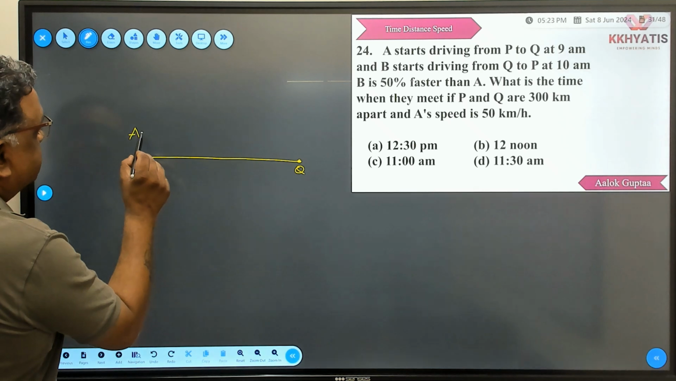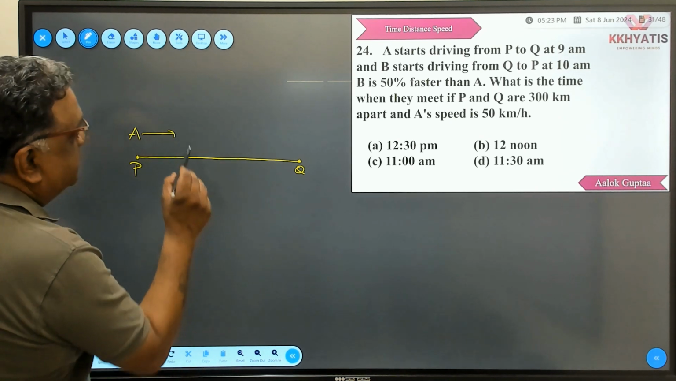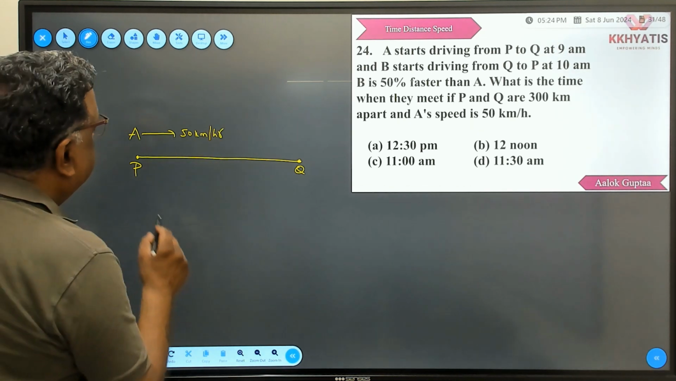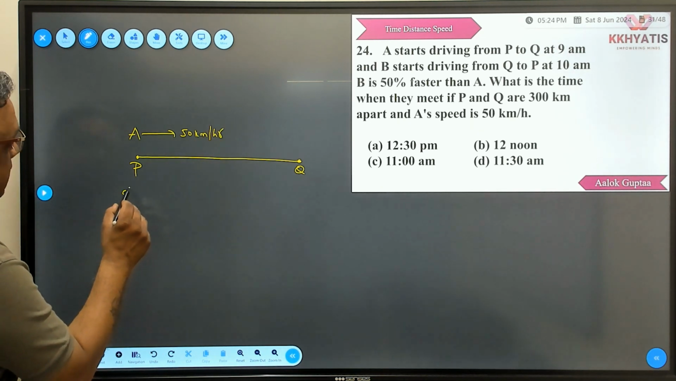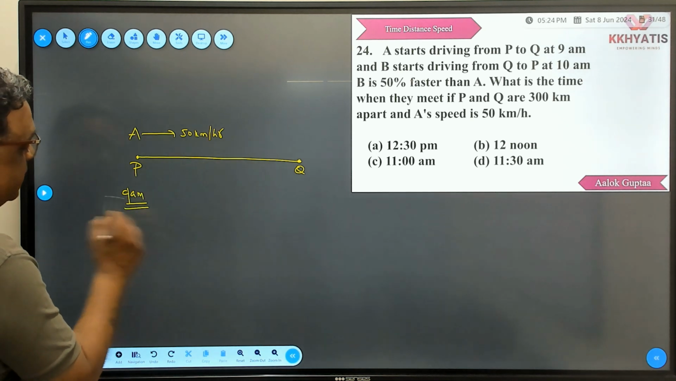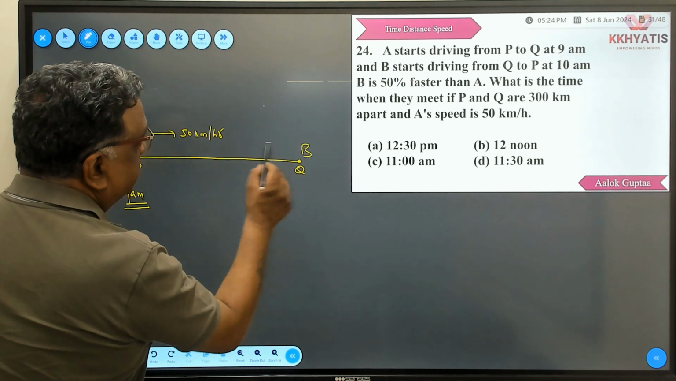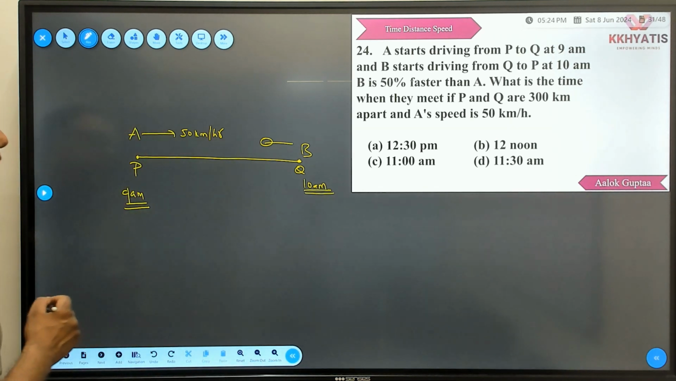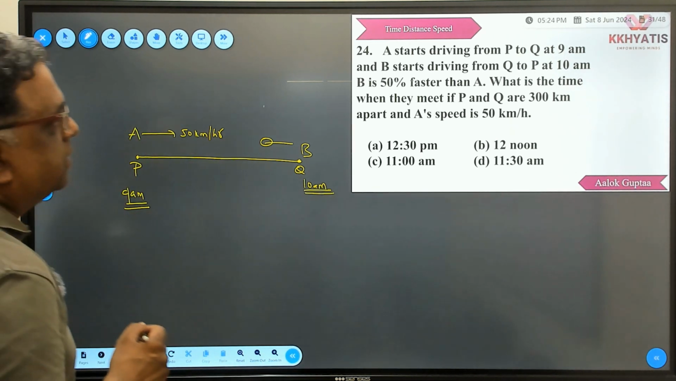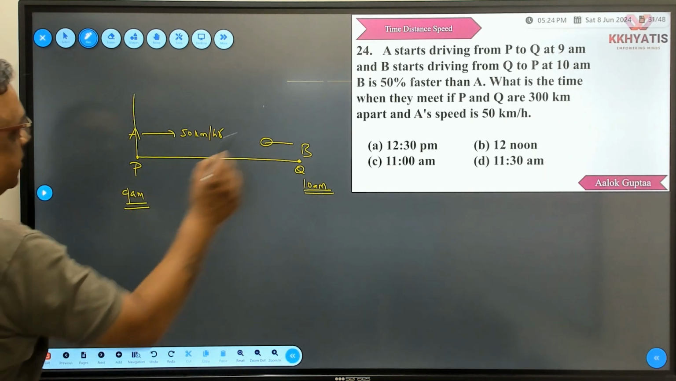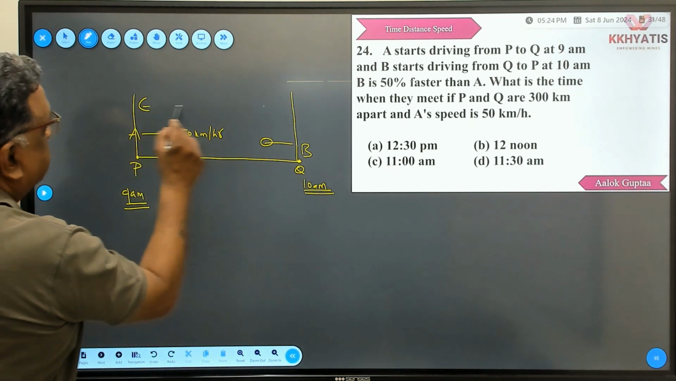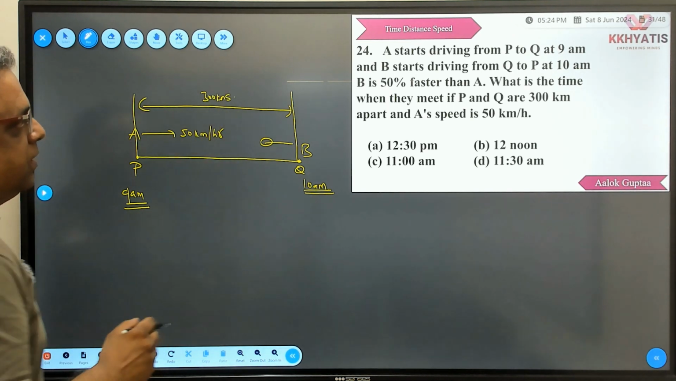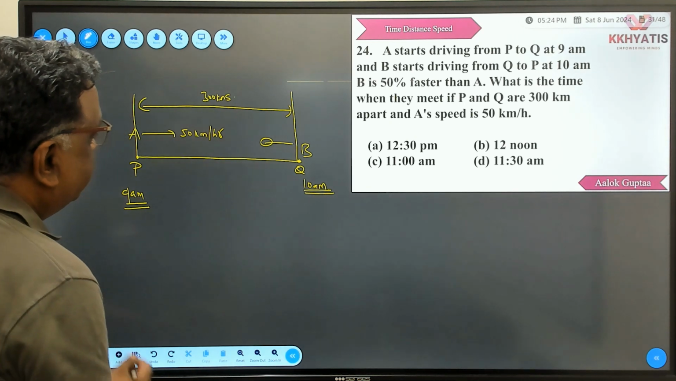So A is traveling from here to here. Speed given is 50 kilometers per hour, right? And he is starting at 9 a.m. and B is starting from here, but he is starting at 10 a.m. And the distance between P and Q is 300 kilometers. So this distance is 300 kilometers. Now we have to find the time when they meet each other.